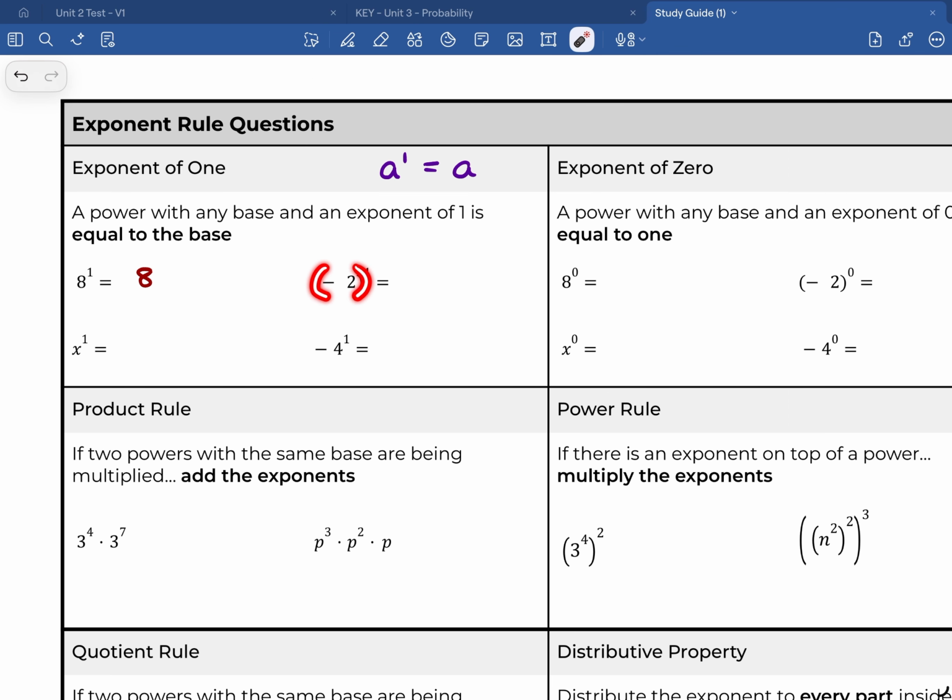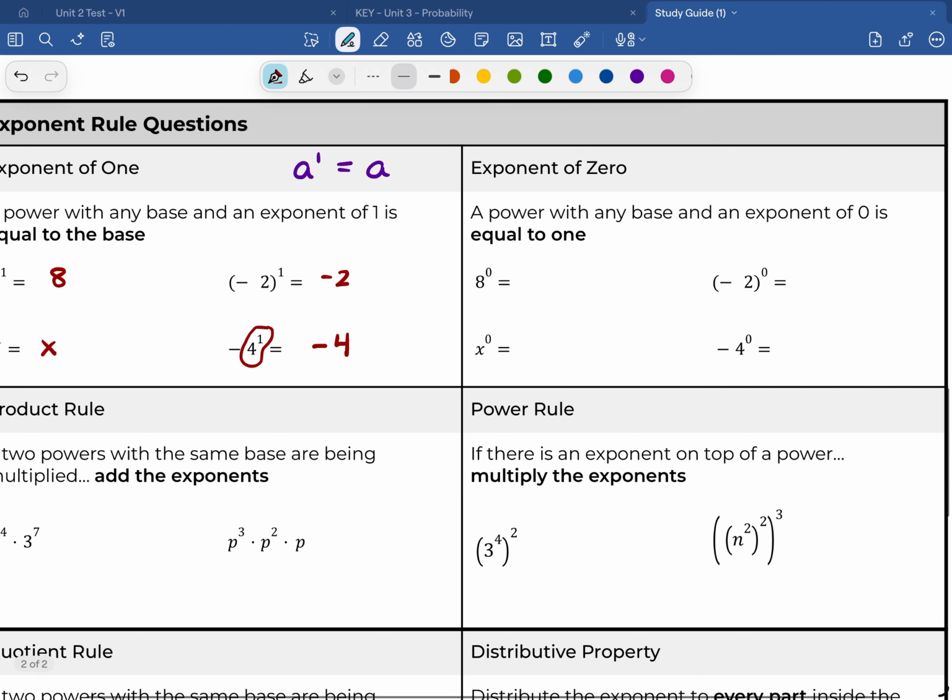Here, our base is -2. So our answer is -2. -2 times itself one time. X to the power of 1 is equal to x. Where we have to be a little extra careful is these floating negatives, because here, remember with a floating negative, we really are thinking, okay, what is all of this stuff? And then slap a negative in front of it. So 4 to the power of 1 is 4, and we still have this negative hanging out, so we have to include that as part of our answer. But it still ends up just giving us -4.